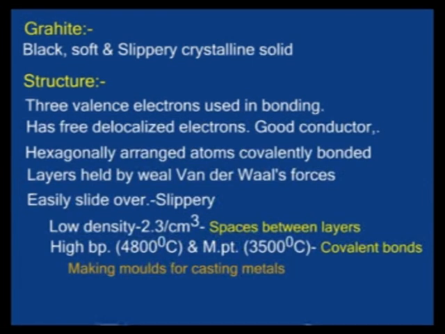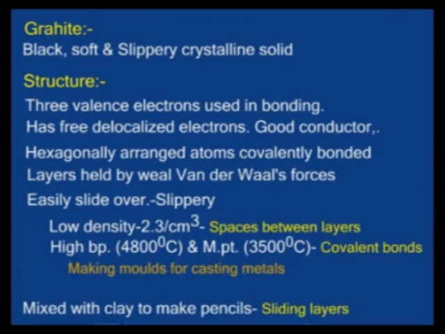the strong covalent bonds. This makes it useful in making molds for casting metals. It is mixed with clay to make pencil lead because of the layers sliding past each other. Graphite is mined in South Africa, Sweden, Germany, and the United States.